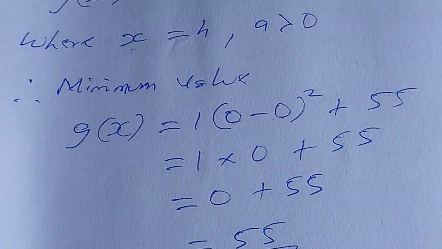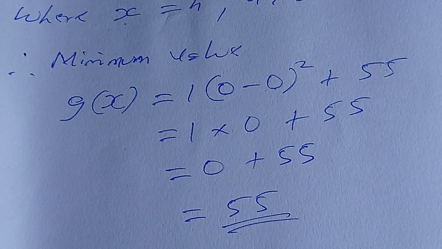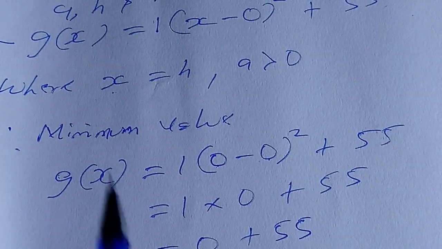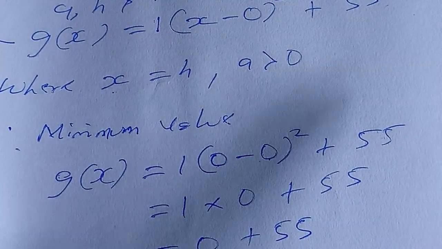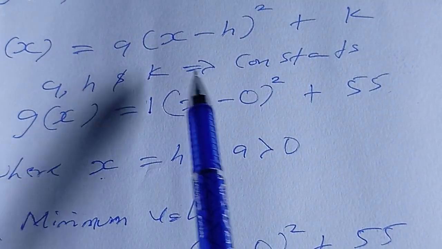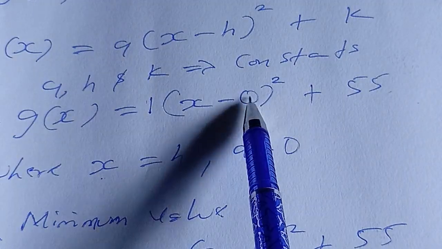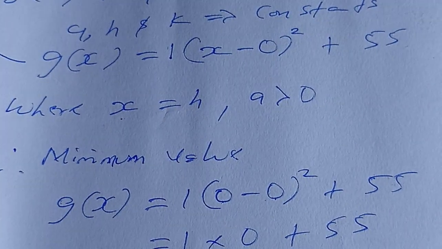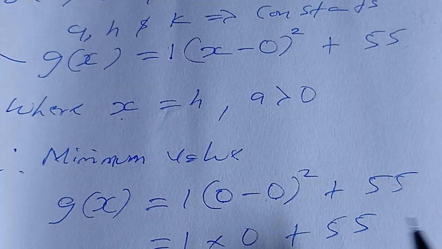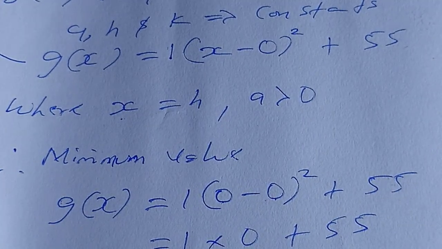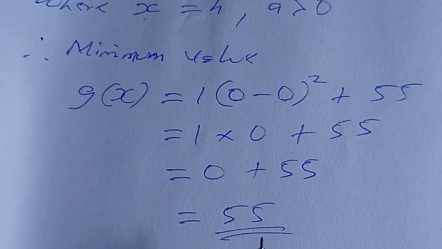So that's the minimum value of that expression. It will be where x equals h. And from the format we wrote, if x has to be equal to h, h was already 0, so x will be 0. That 0 minus 0 will give you 0, all squared will give you 0, 1 times 0 will give you 0, plus 55. And that will give you 55.